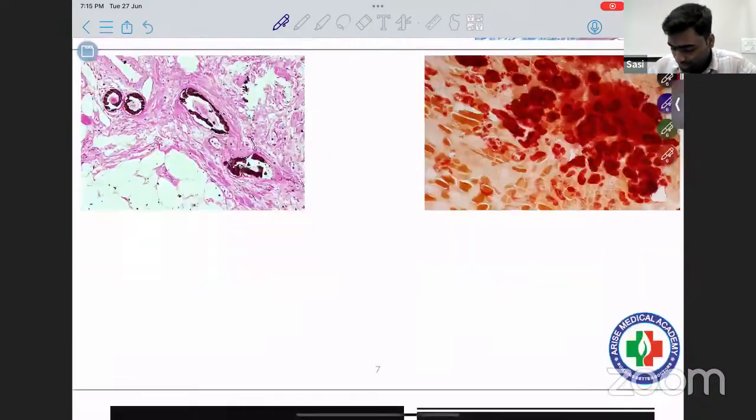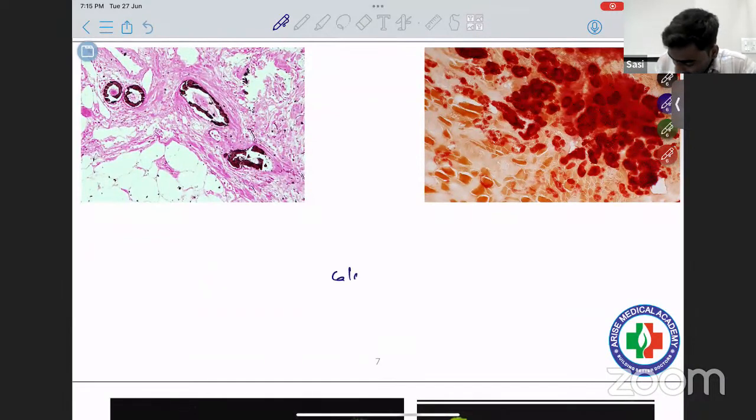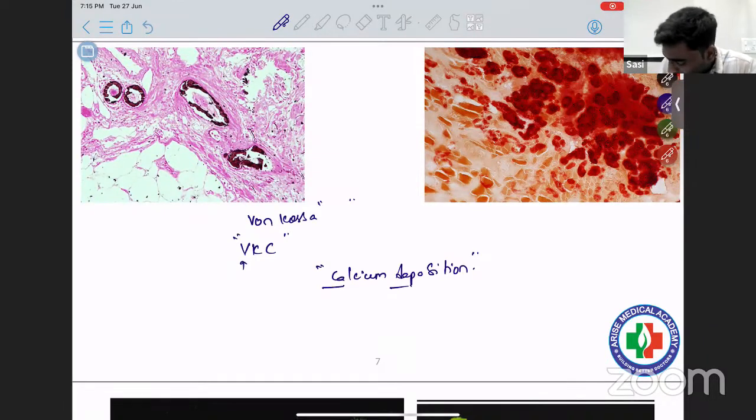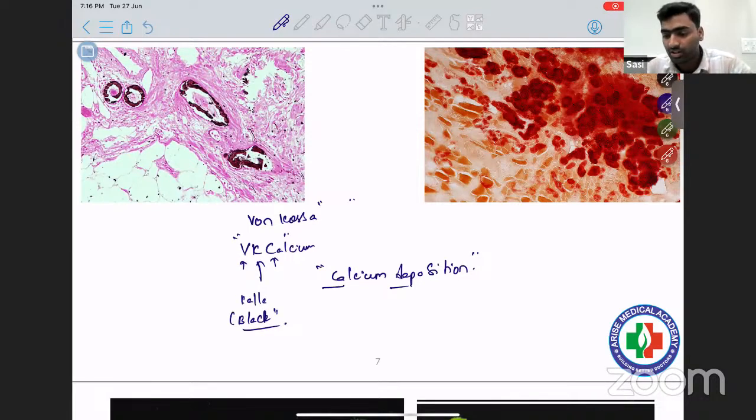Next, if you see this image, both of them show calcium deposition. This calcium is mainly stained by a stain known as von Kossa. To remember this, think of the famous slipper brand VKC. This von Kossa will stain this calcium, and it will be kala in color, meaning it will be black in color. Remember this one. Okay, fine.